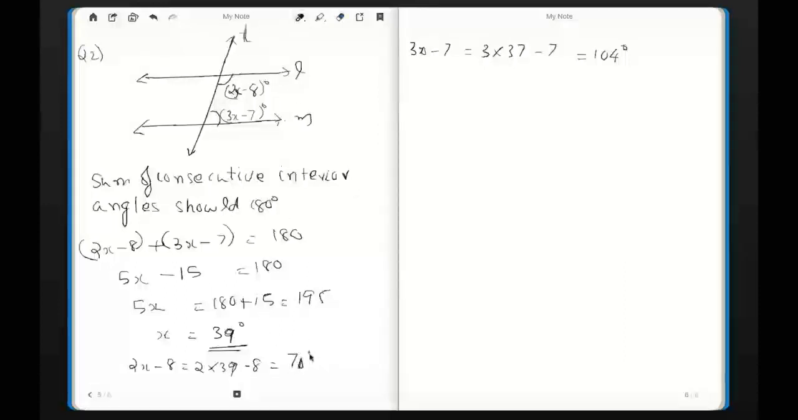So this is 70 degrees, right? And this is again 39. And 3 into 39 gives me 117, which makes it 110. So this would be 110 degrees, right? And if I sum this up, 110 plus 70 is 180. So that means this is 70 degrees and this is 110.